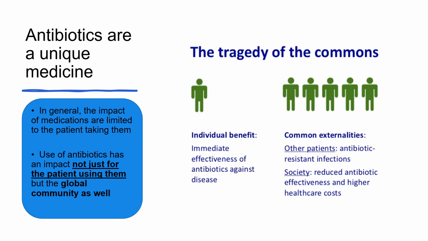In general, the impact of medications is limited to the patient taking them, but the use of antibiotics has an impact not just for the patient, but the community as well, the so-called tragedy of the commons. And here you have a little diagram to aid in this understanding. The benefit to the individual is the immediate effectiveness of antibiotics against disease. For the community, such as other patients, there can be an increased risk of antimicrobial resistant infections, and within society, the impact is reduced antibiotic effectiveness and higher healthcare costs.